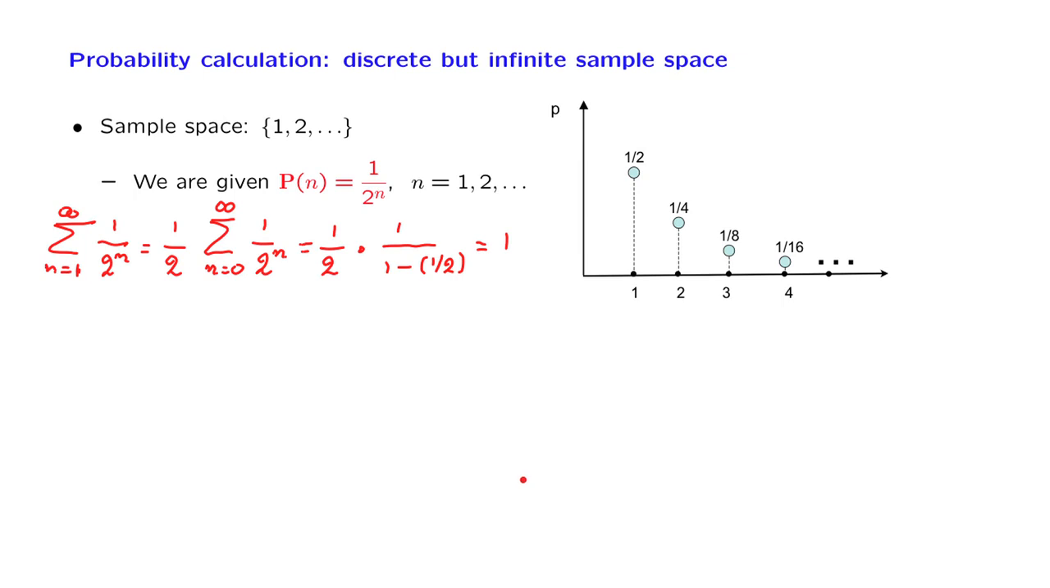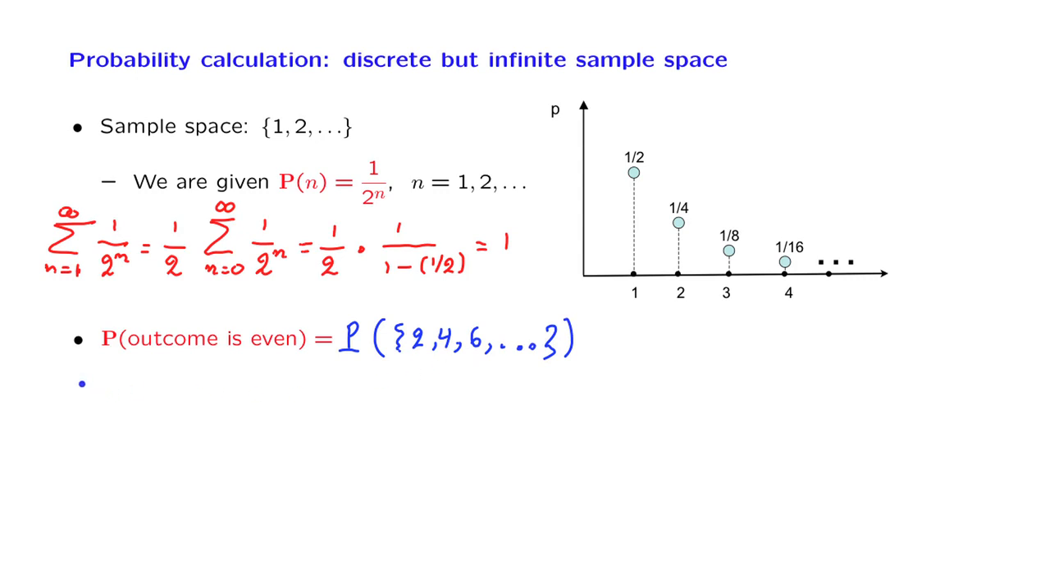But now let us look into how we might calculate the probability of some general event. For example, the probability that the outcome is even. We proceed as follows. The probability that the outcome is even, this is the probability of an infinite set that consists of all the even integers.